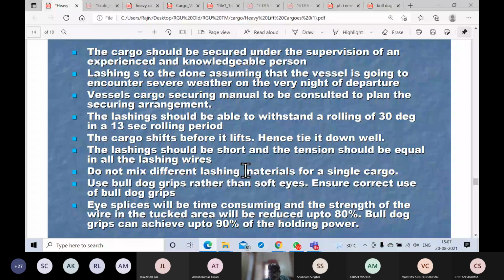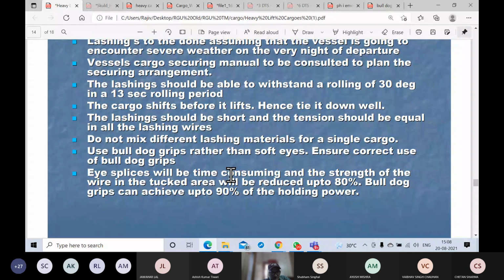Right, let's move on to cargo work. Use bulldog grips instead of soft eyes, meaning instead of making an eye by splicing, use bulldog grips, but then you have to make sure that you use bulldog grips correctly. Eye splicing is time consuming, for one thing, and the strength of the tucked wires is reduced, because you are tucking the wires in the eye splice, this reduces the strength of the lashing, but bulldog grips can achieve up to 90% of the holding power.